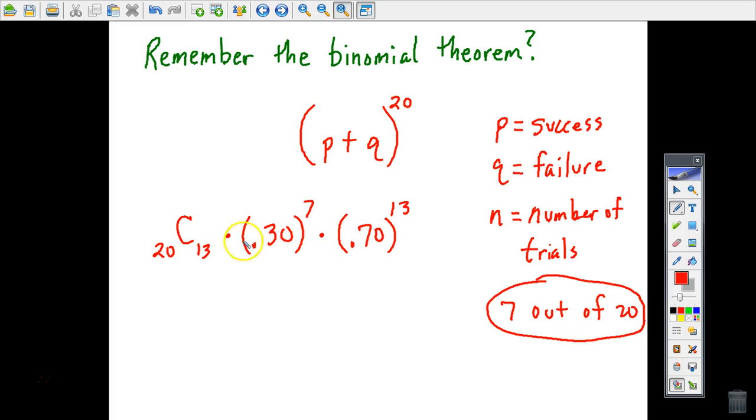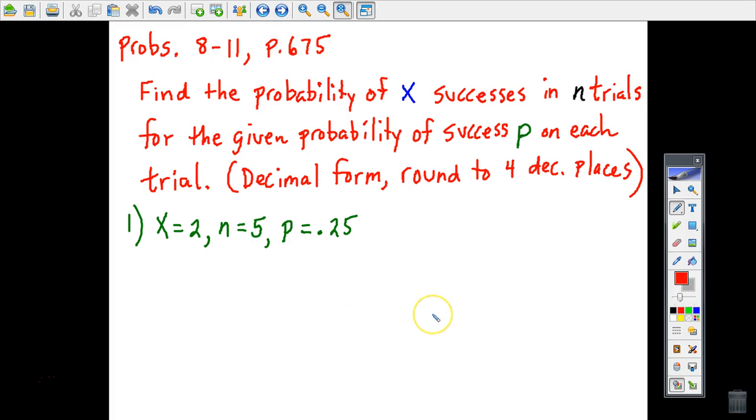Okay, so I just wanted to review with you a little bit, because this entire lesson is really just going back to what we've talked about in Section 6.8. So let me apply it to some homework problems. What I'm about to do is very much like your problems 8 through 11 on page 675.